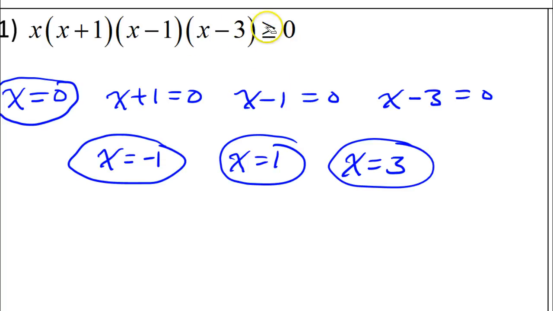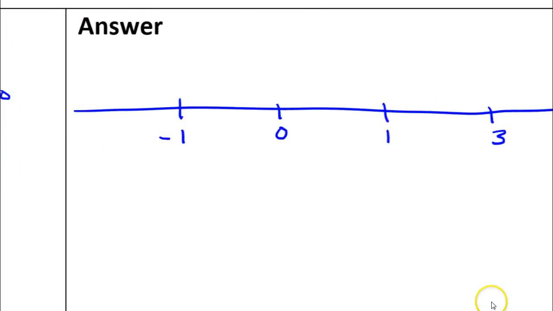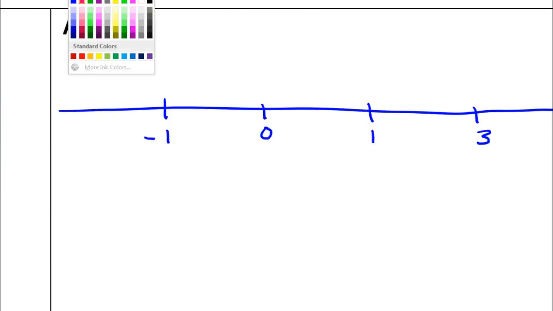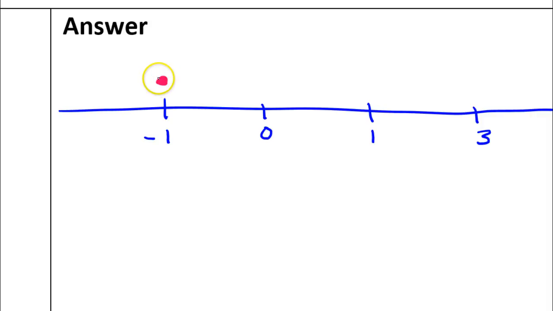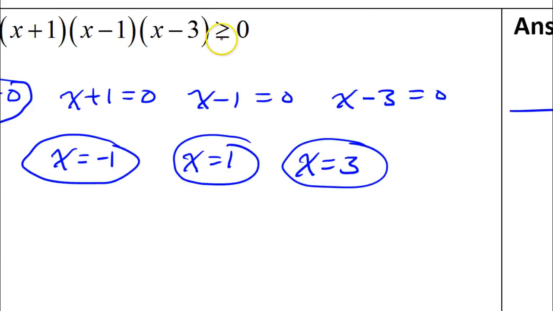Well, we want to know where the function is greater than or equal to 0. So the points that make the function equal to 0 should be included. So we're going to show that these points are included by writing them as closed circles. So we will put closed circles at each one of these critical values. So bottom line, if it's got the or equal to sign, then it will be a closed circle. If it had been just greater than, then we would have done open circles.